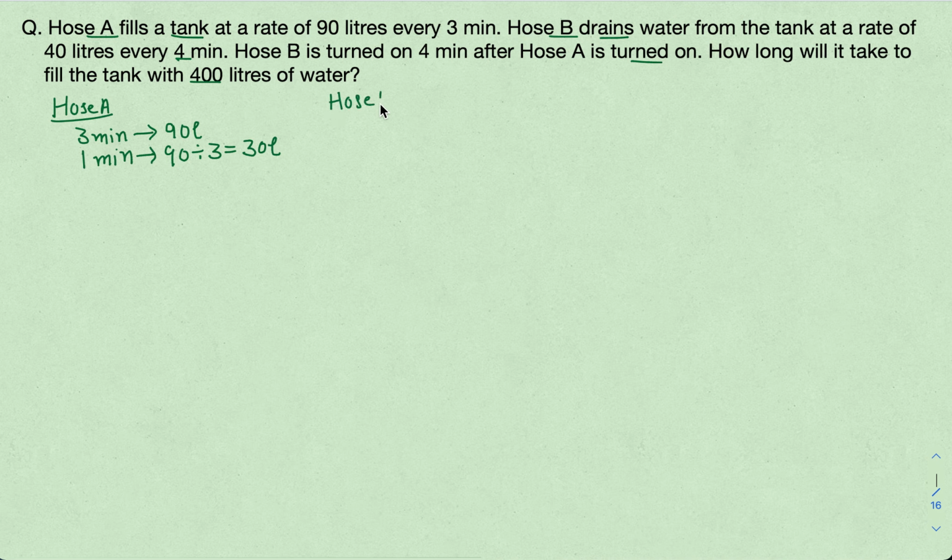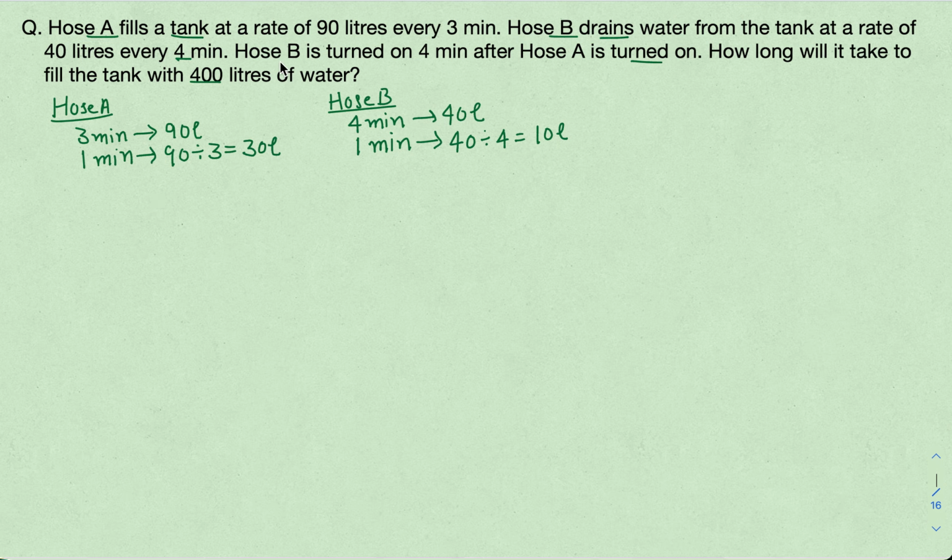And same thing for hose B. Although hose B is not filling in water, it is draining out water, right? And at what rate? In 4 minutes, hose B is draining out 40 liters of water. So in 1 minute, what volume of water will it drain out? It's 40 divided by 4, right? That will give us 10. So every minute, hose B is draining out 10 liters of water, and hose A is filling in 30 liters of water every minute.